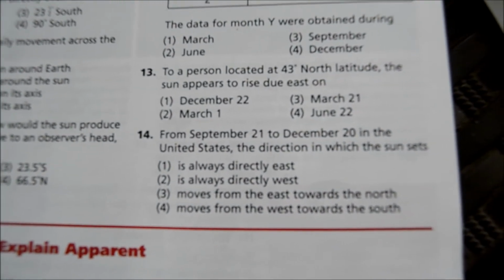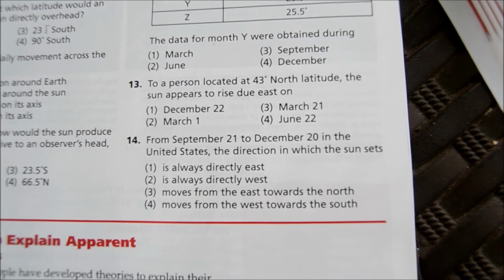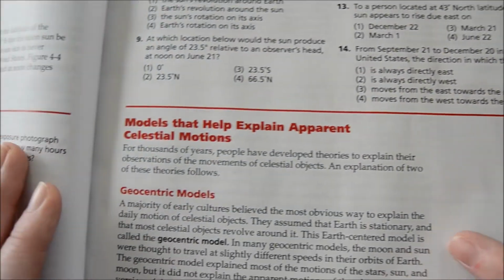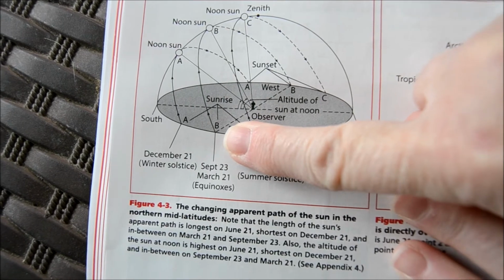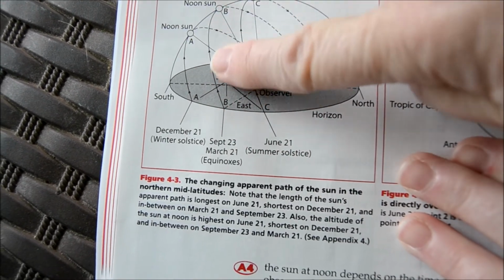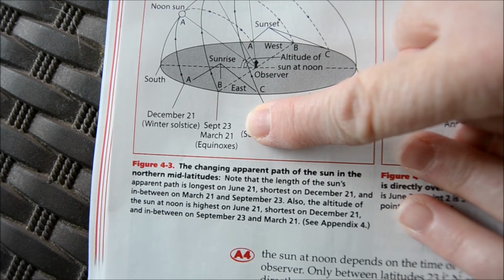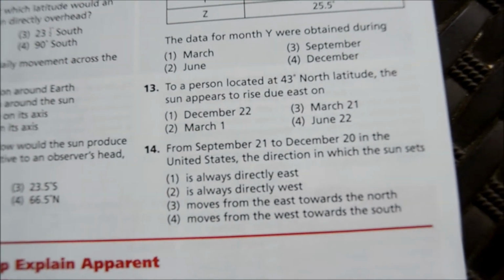13. To a person located at 43 degrees north latitude, the sun appears to rise due east on... Alright, so back to your diagram. Due east means you've got to be right on the east, on that dotted line. So the only time you have that is going to be your equinoxes. So September 22nd, 23rd, or March 20th or 21st. So your answer is going to be March 21st, because it's an equinox.